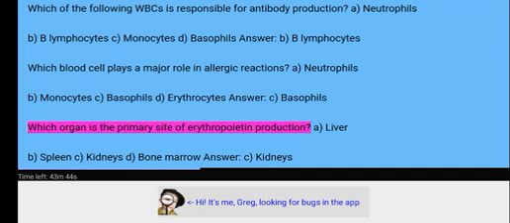Which organ is the primary site of erythropoietin production? A. Liver. B. Spleen. C. Kidneys. D. Bone marrow. Answer: C, kidneys.